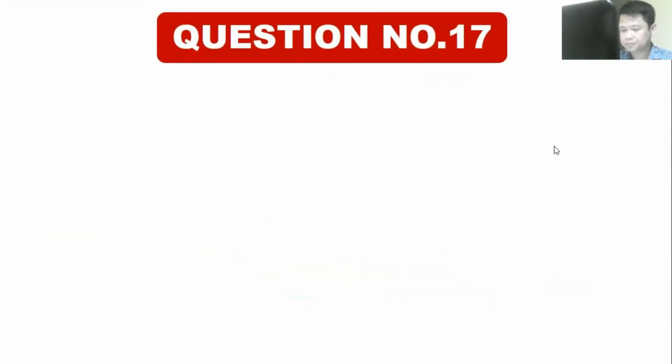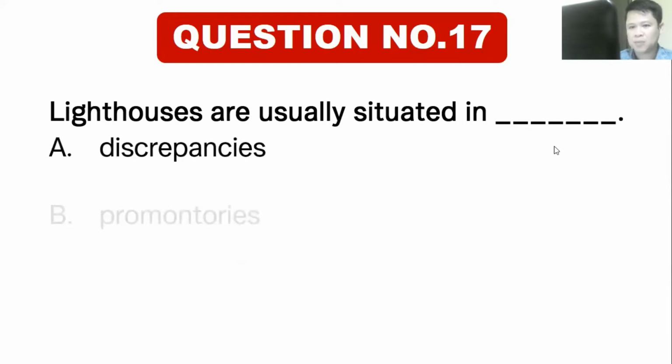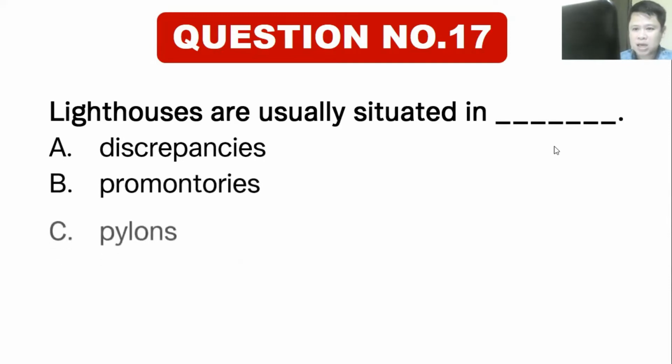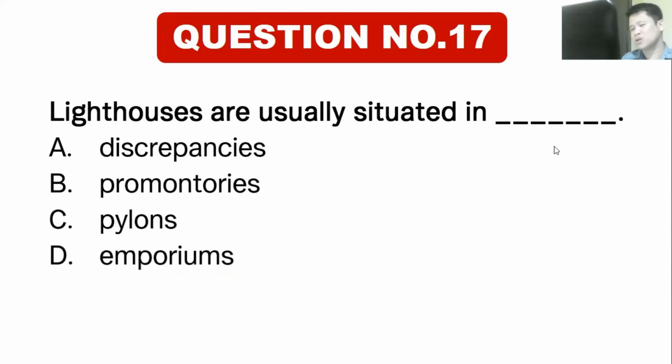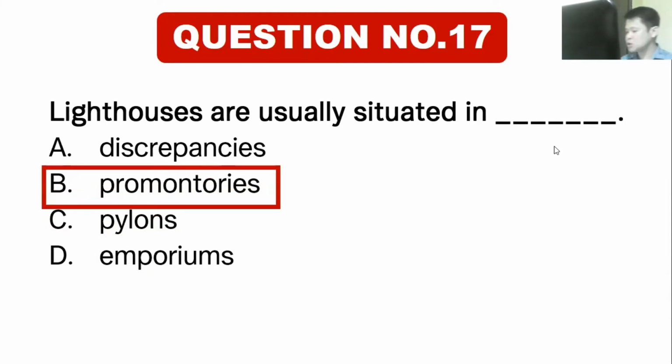Question number 17. Lighthouses are usually situated in. This is a question on vocabulary. Lighthouses are usually situated in A, discrepancies, B, promontories, C, pylons, D, emporiums. Correct answer is letter B, promontories. Lighthouses are usually situated in promontories.